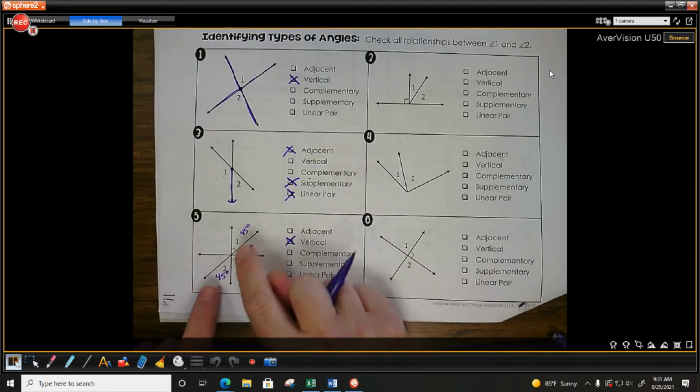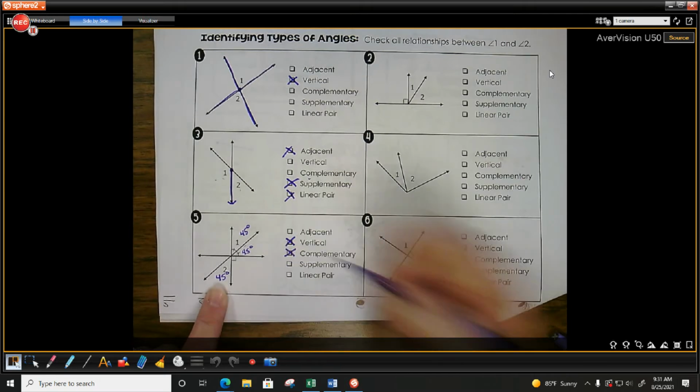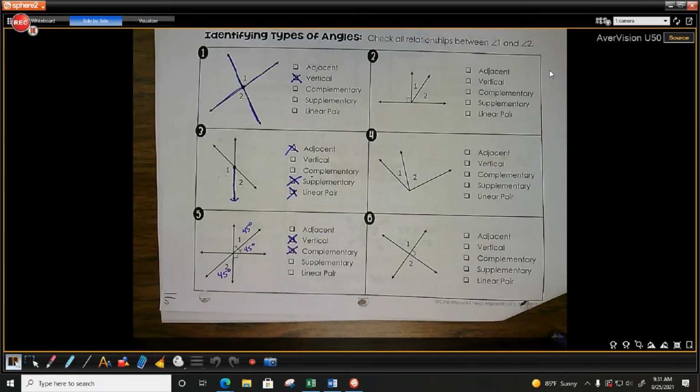So now if I add angle 1 and 2, what do I get? 90. So angle 1 and 2 are also complementary. That one was kind of tricky. You see how we had to use a bunch of information to fill in our angles? Yes, no, yes. We good? Okay, number 2.